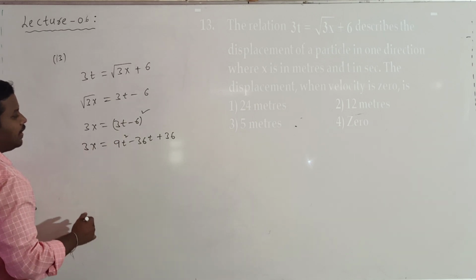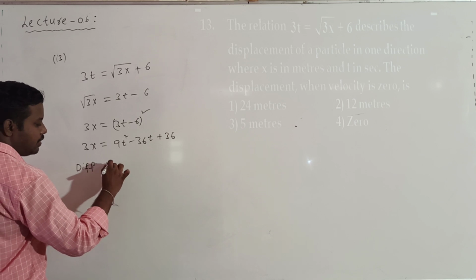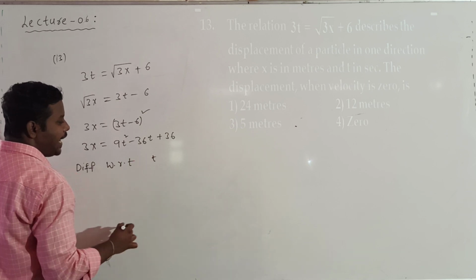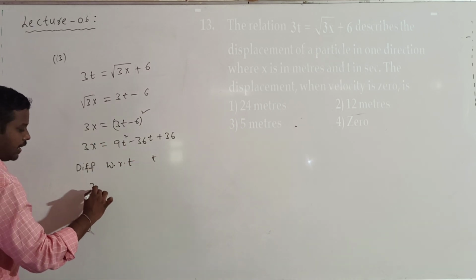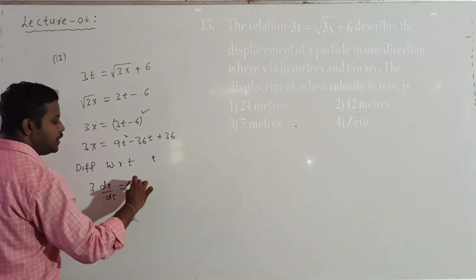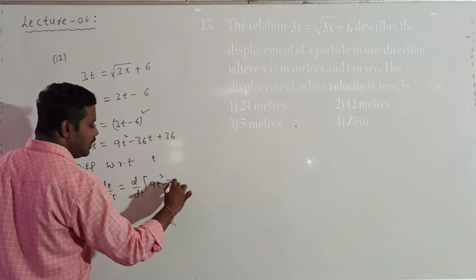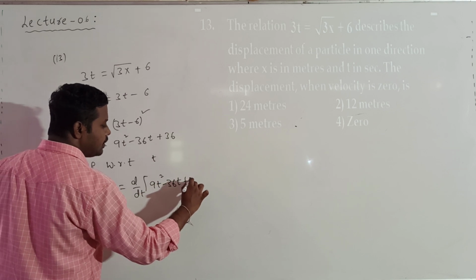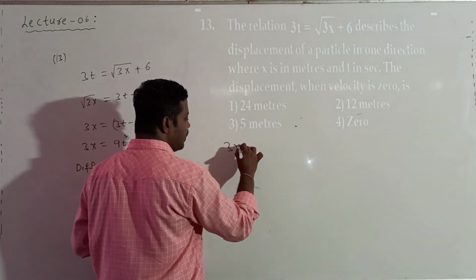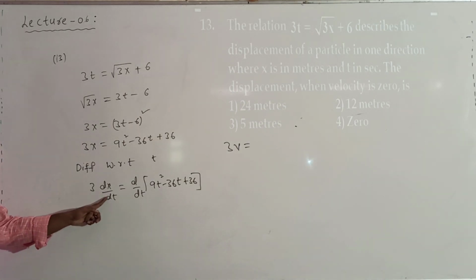Now I want to calculate the velocity. To calculate the velocity, differentiate both sides with respect to time. dx by dt we want to calculate now. So 3 into dx by dt is equal to d by dt of 9t square - 36t + 36. Clear? Then I will get 3v, because dx by dt is velocity.